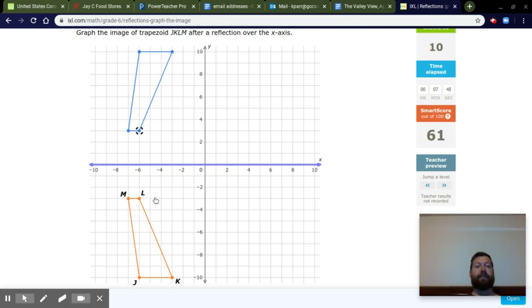Kind of like when you look in a mirror, if you have a shirt on that's got a word on it, the word is now spelled backwards. It's kind of done the same thing with this image right here. It is flipped. If this were a piece of paper that I could fold right here, and I could fold them on top of each other and bring them together, then they would lay flat on top of each other.